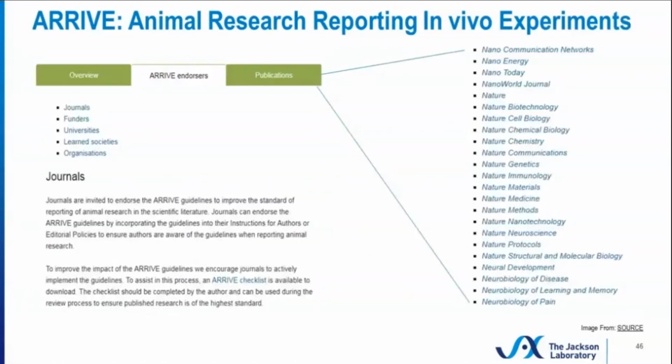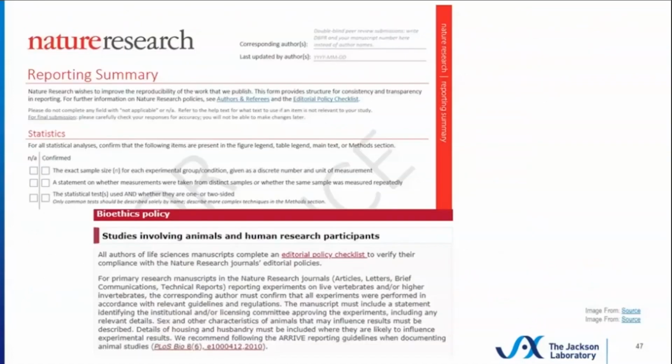Some journals have already started endorsing these ARRIVE guidelines, and I'd like to point out Nature and the Nature group of publications, which more or less endorse the animal research ARRIVE guidelines when reporting in vivo experiments. Nature is also including a section called the reporting summary, where researchers must report on whether or not they reported important experimental details.